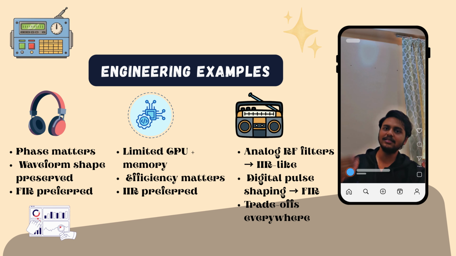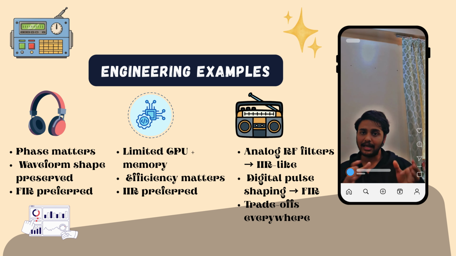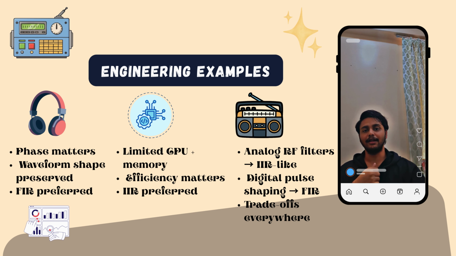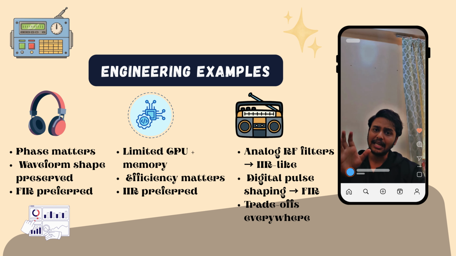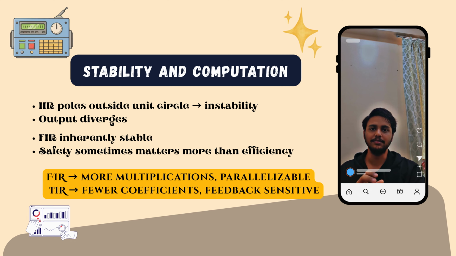In radio frequency systems, analog filters are more common, and they show IIR-like behavior. But in digital baseband processing, we may use IIR filters for efficiency. In data transmission, pulse shaping often uses FIR filters, because linear phase prevents symbol timing errors. Again, there is a trade-off between both the filter types.